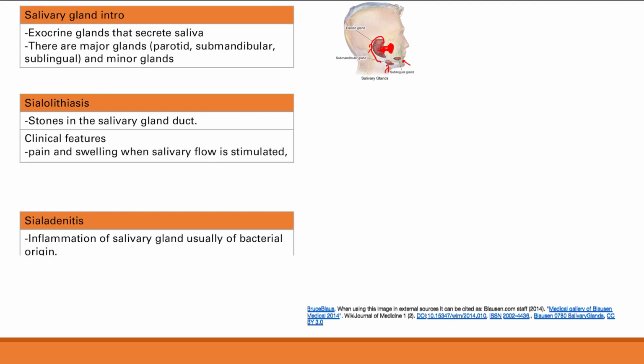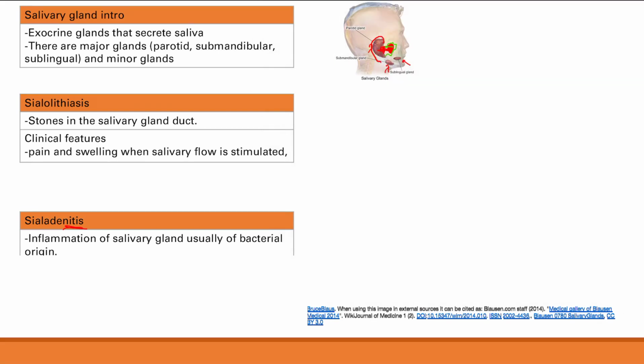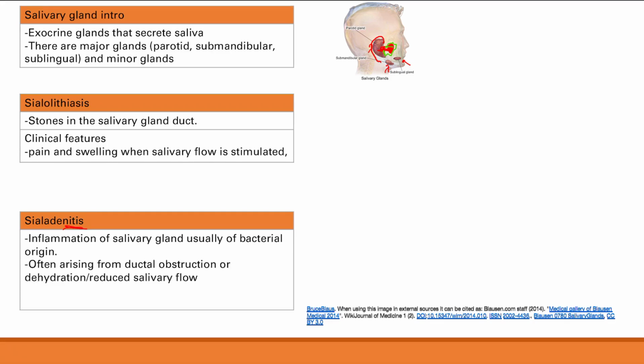As you can tell from the name, it's itis. So it's inflammation of that salivary gland, and it's usually of bacterial origin. So that would be an inflammation, bacteria plus. And why would that happen? Just think about your past history with ducts, inflammation. Why would you get inflammation of a duct? What are the risk factors? Like usual, it's because your duct gets obstructed.